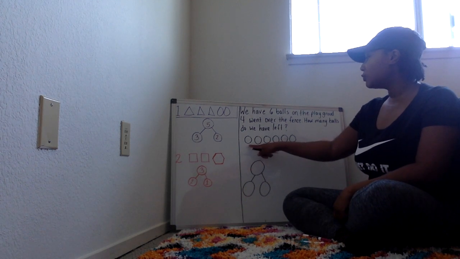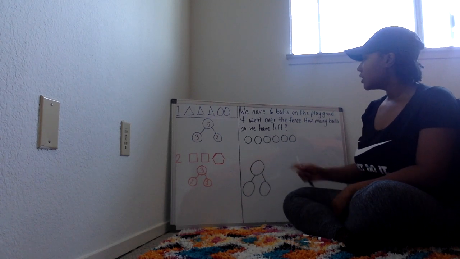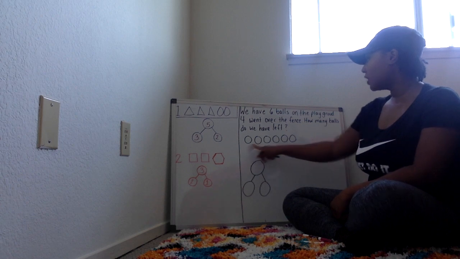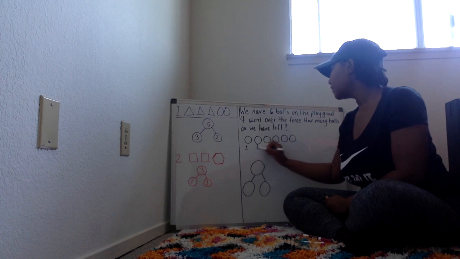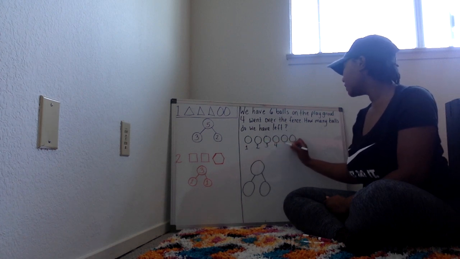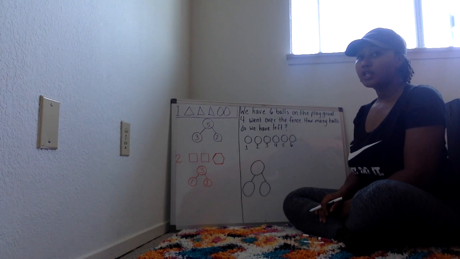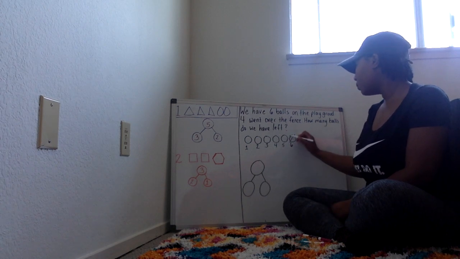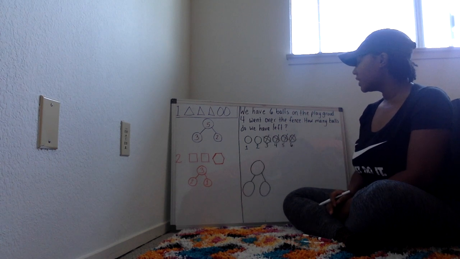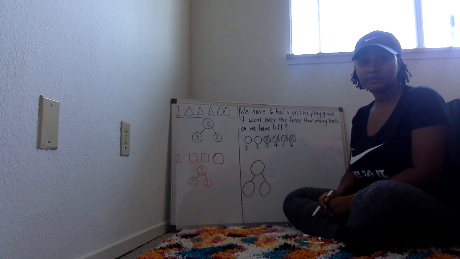Now, I went ahead and drew my 6 balls. I drew the picture because our focus is on the number bond for today. So I know that we have 6 balls. 1, 2, 3, 4, 5, 6. Going to label it just to make sure that it's correct. Now it says 4 went over the fence. So I'm going to take away 4 by crossing them out. 1, 2, 3, 4. Now I can see that there are 1, 2 balls left.